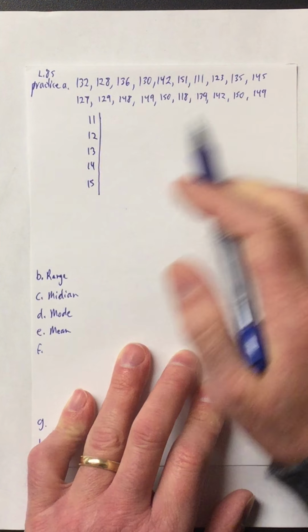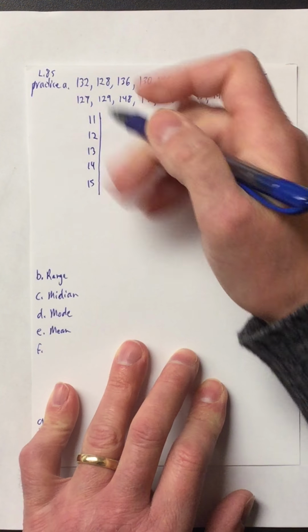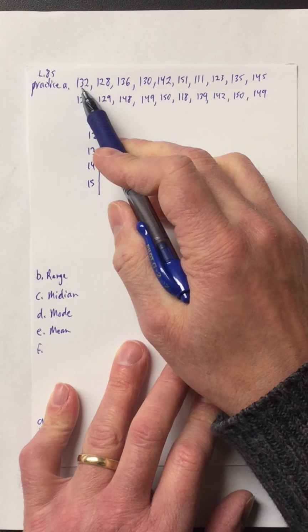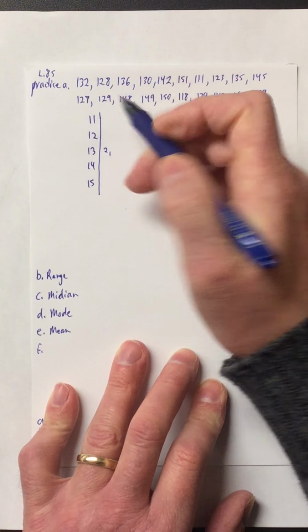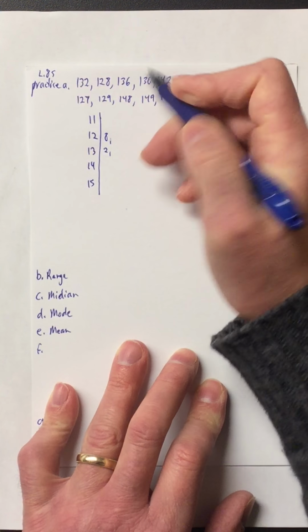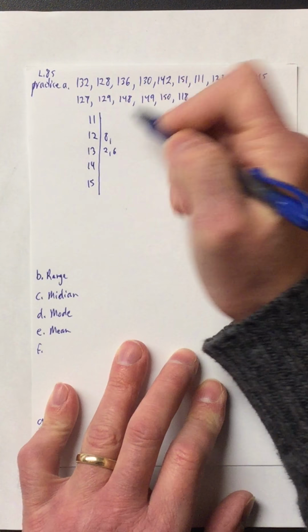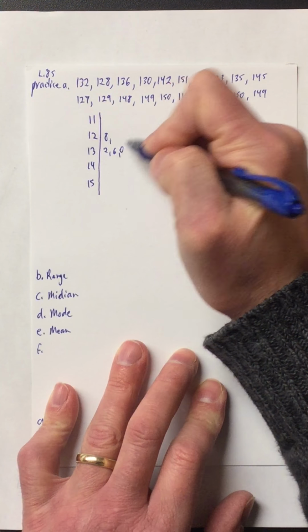All right, then I'm just going to walk down my numbers and fill in the ones place. So I got 13 and a 2. I got 12 and an 8. 13 and a 6. 13 and a 0.